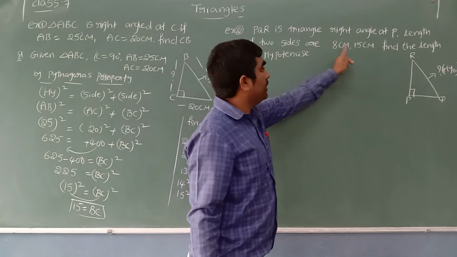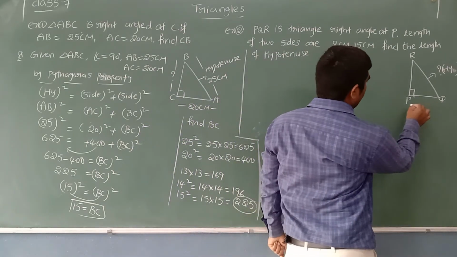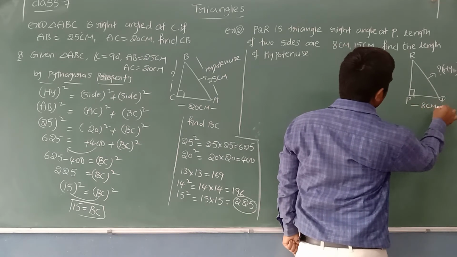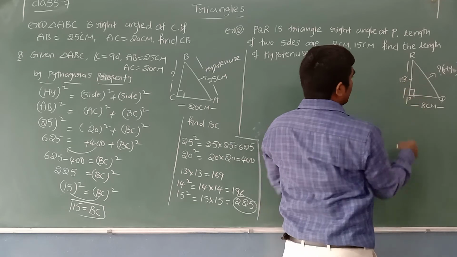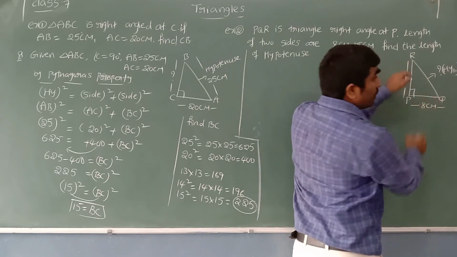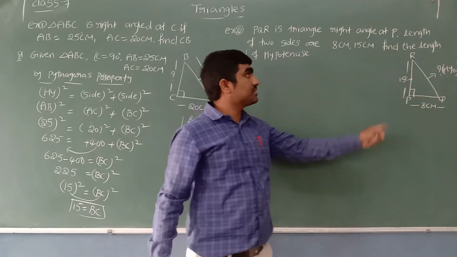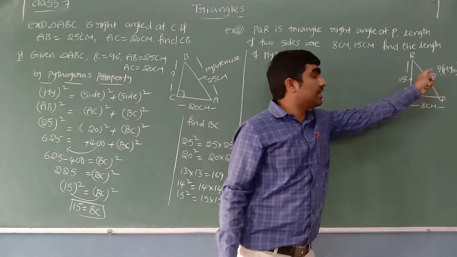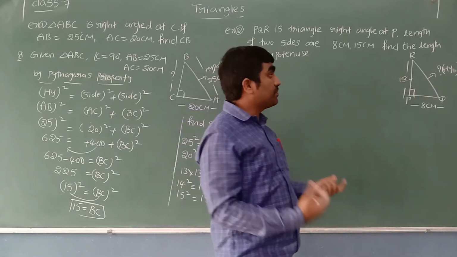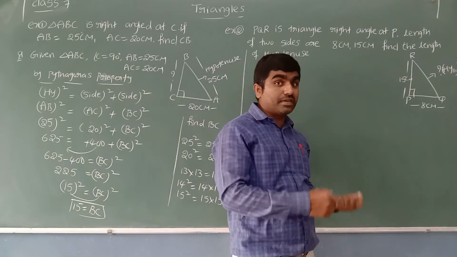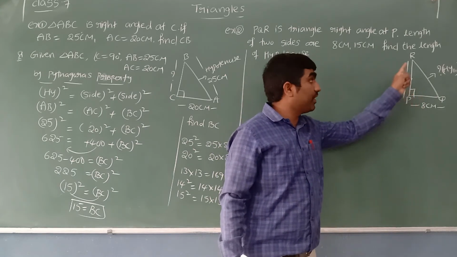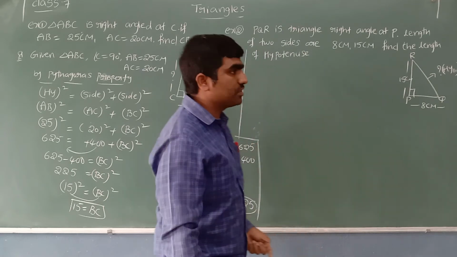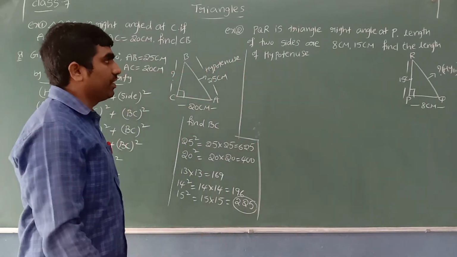Two sides are 8 and 15. You can take any one. Let me take this as 8, like small there it is, and let me take this 15. Or else you can take this as 8 and this as 15, no issues. The two side lengths are given, and they are asking to find the length of the hypotenuse. We have the Pythagoras property, which helps us when we know the lengths of two sides of a right angle triangle to find the length of the third side. By using Pythagoras property, we can find it.